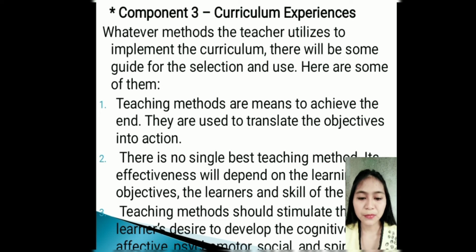Third, teaching methods should stimulate the learner's desire to develop the cognitive, affective, psychomotor, social, and spiritual domain. Teachers must be skillful in implementing the teaching method. So, a teaching method should encourage learners to actively participate in the activities wherein it develops their intellectual skills, psychomotor, their interests, and also social and spiritual domain.